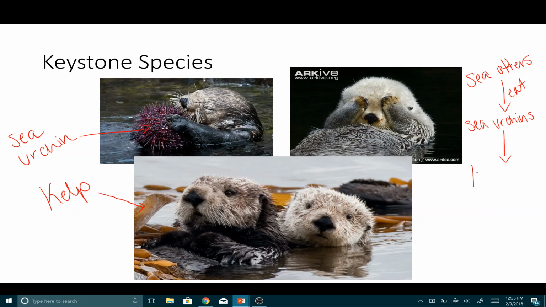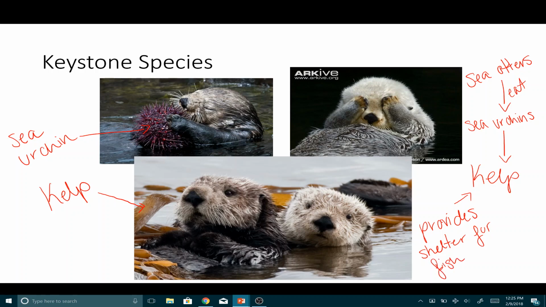And so a keystone species is a species in which if we remove the species, it will have drastic effects on the ecosystem. And so it's really key to the survival of the ecosystem. And so if we take out sea otters, what's that going to do to the sea urchin population?